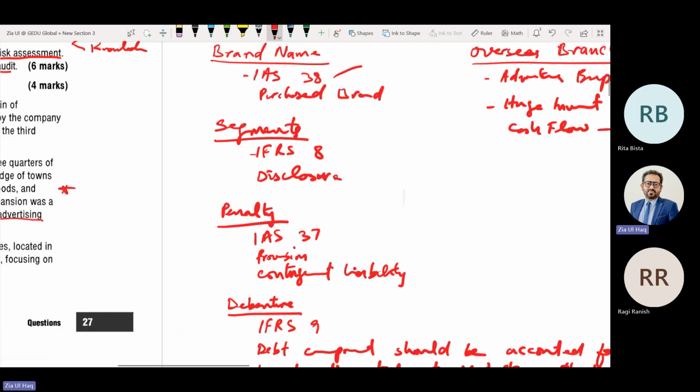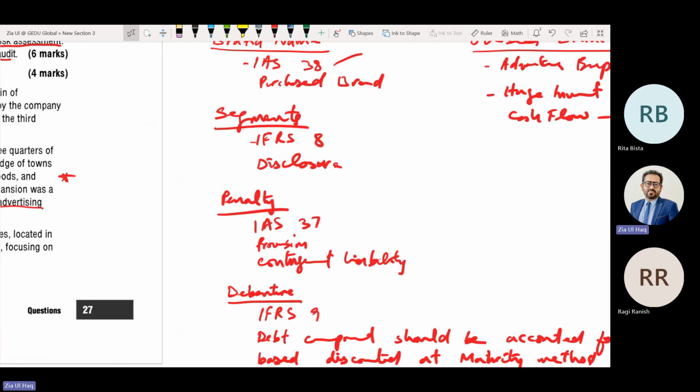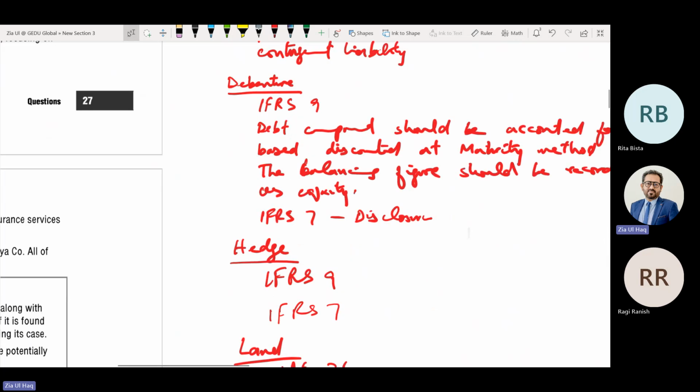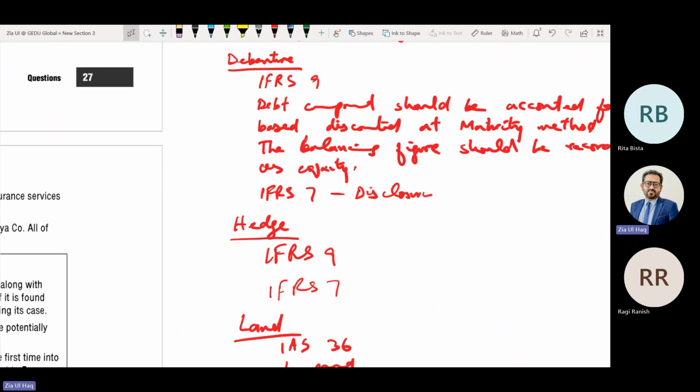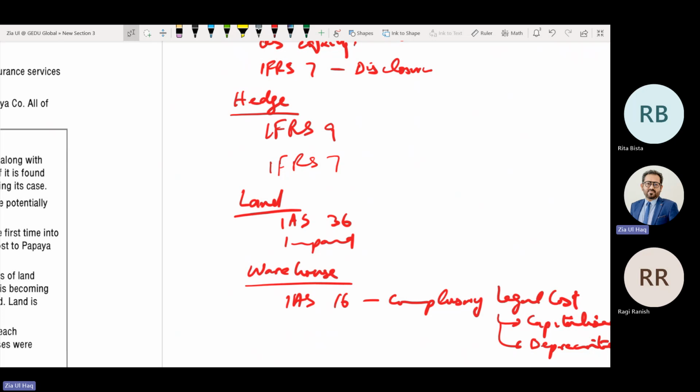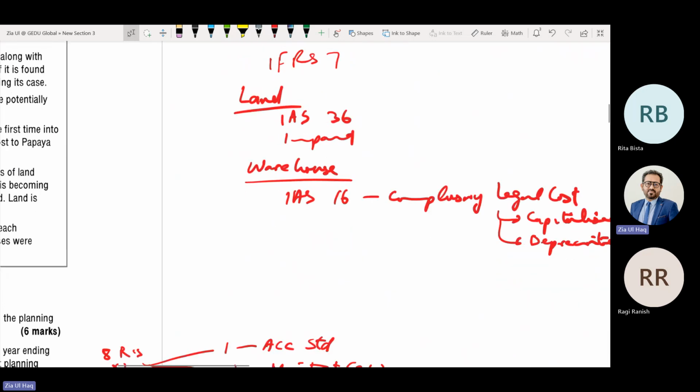Per segment, we have discussed the standard. What could be the chance of misstatement? Penalty, obviously IAS 37 is involved. We need to discuss the chance of misstatement. Debentures, standard, chance of misstatement. Hedging, standard, chance of misstatement. Land, IAS 36, impairment, chance of misstatement, and then warehouse.